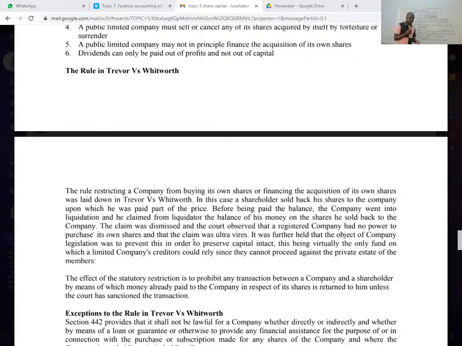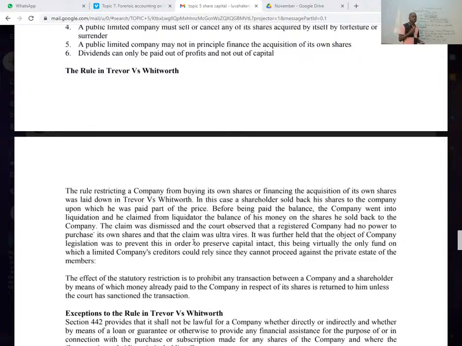In this case, just listen very carefully. A shareholder sold back his shares to the company, upon which he was paid part of the price. Before being paid the balance, the company went into liquidation. He claimed from the liquidator the balance of his money on the shares he sold back to the company. You can see what happened: this shareholder sold back the shares to the company and they were partly paid. So there was still a debt the company owed him.